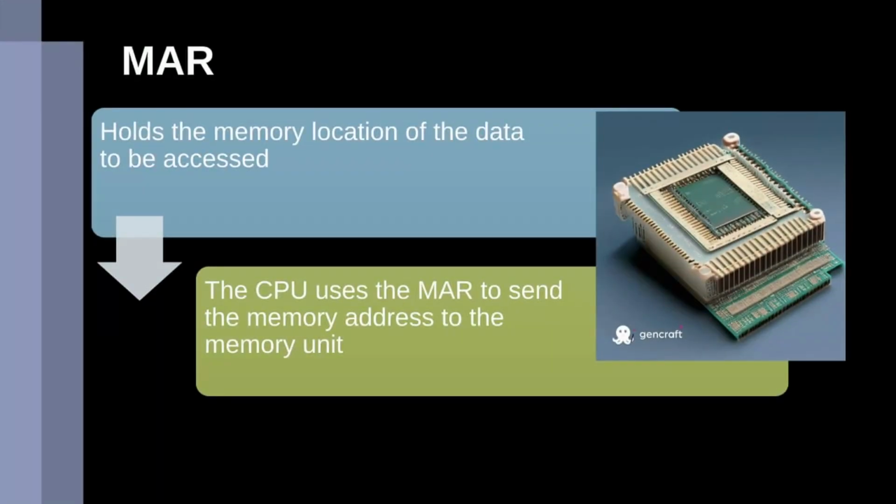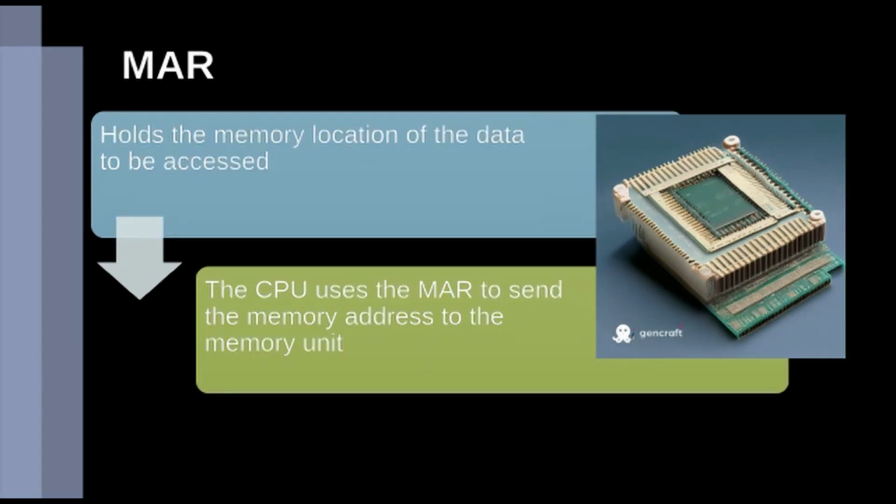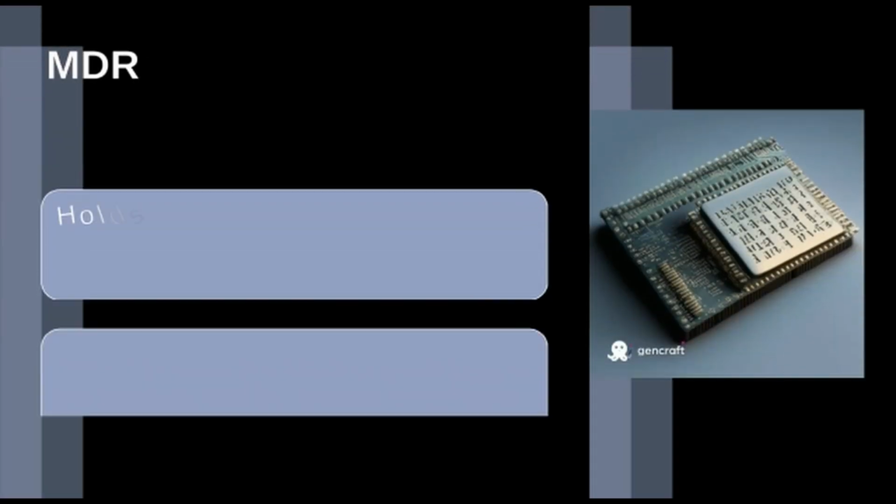Now let's talk about MAR, which stands for Memory Address Register. This component holds the memory location of the data to be accessed. The CPU uses the MAR to send the memory address to the memory unit. Once the memory unit receives the memory address, it retrieves the data stored in that location.